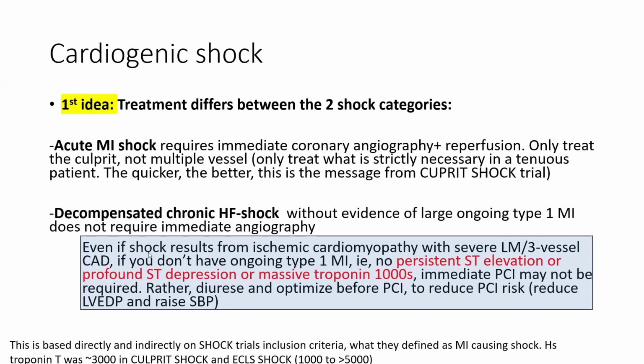And even if you have cardiogenic shock that results from ischemic cardiomyopathy with severe left main, 3-vessel CAD, if you don't have ongoing type 1 MI, meaning you don't have persistent ongoing ST elevation or profound ST depression or massive troponin in the thousands, immediate PCI may not be required. Rather, diurese and optimize the patient before PCI to reduce the PCI risk, reduce the LVEDP, and raise the blood pressure. This is based directly and indirectly on shock trials inclusion criteria, what they defined as MI causing shock.